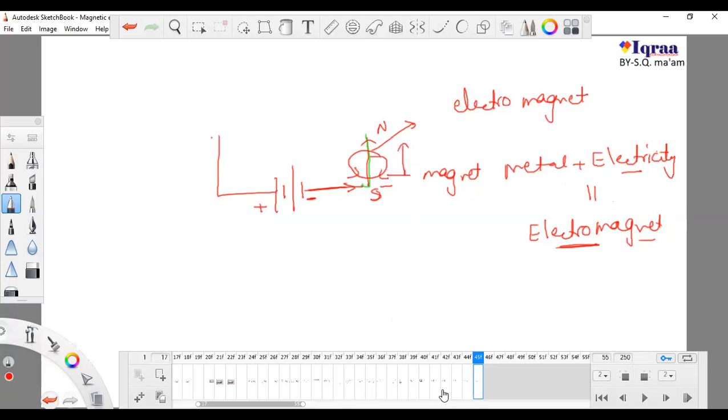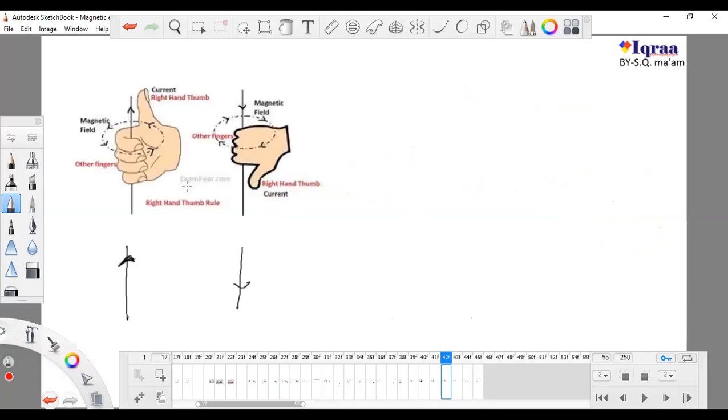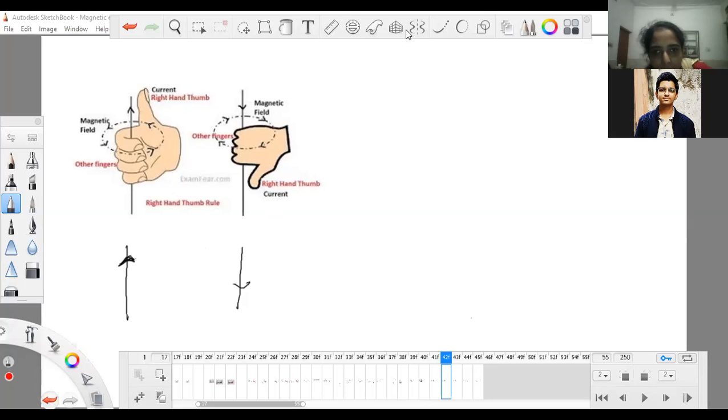It is a great confusion, though our book gives us this idea: you have to consider your thumb as the current, and the direction of the fingers as the magnetic field line. So I'm going to show you a very simple thing.